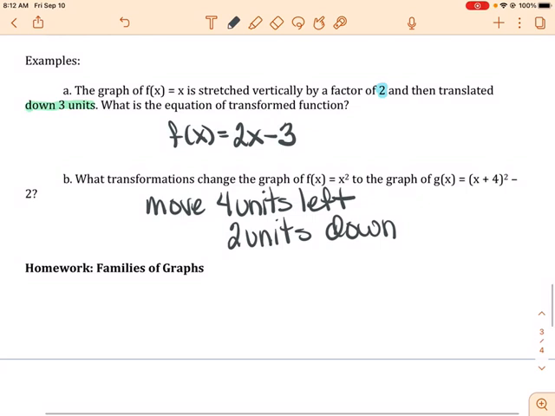Now I know it seems a little confusing, and how are we going to use this? So you're going to see that on the next time we meet. We're going to work on this again next time we meet, and talk more about transformations.